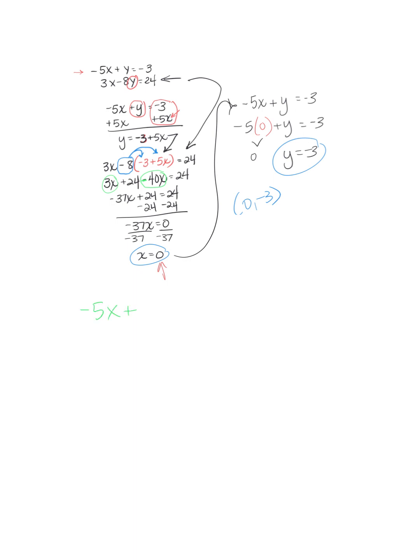Negative 5x plus y equals negative 3. Over here we have 3x minus 8y is equal to 24. We have our x, we have our y. This is what we're substituting. I like when 0 is one of my coordinates because it makes this part easy, doesn't it? So negative 5 times 0 plus y equals negative 3.